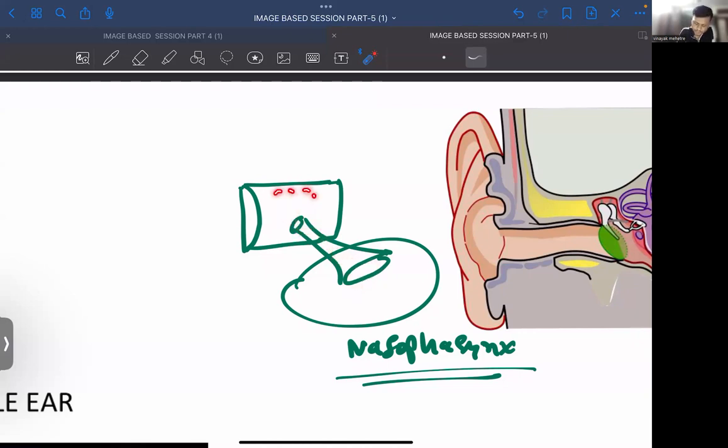So what will happen? Ultimately, the water will be over here, and this is going to put pressure on the tympanic membrane, and that tympanic membrane will bulge out, towards the outside. Reason? There is no drainage system. Okay, this is acute suppurative otitis media.